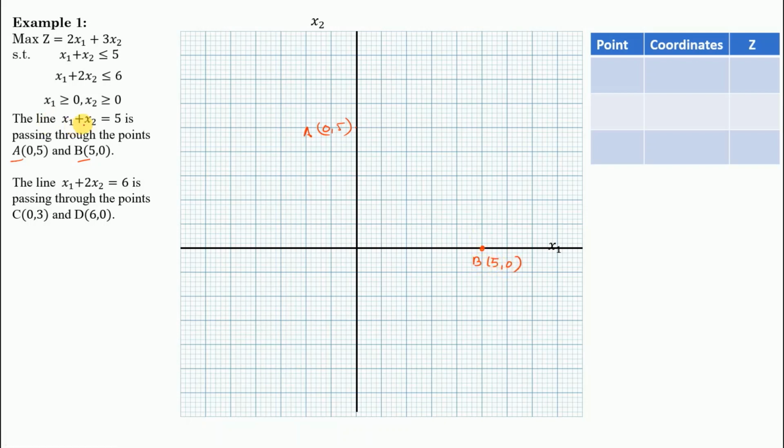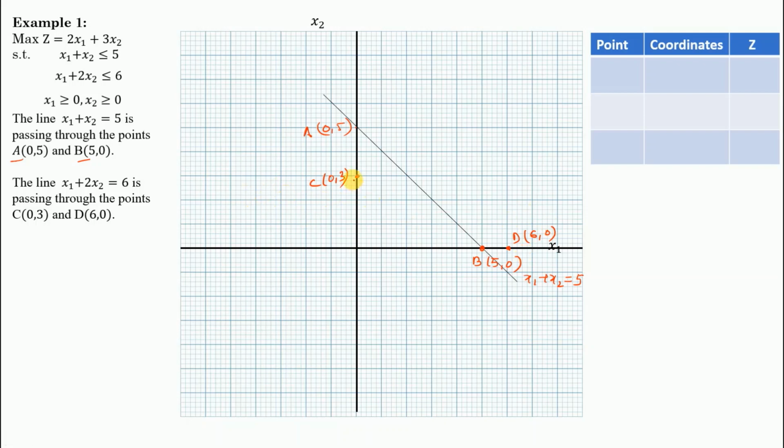So now look at this. We have to draw the line, and we can draw a line in this way. This line is passing through these 2 points, and here you can write the equation of this line: x1 plus x2 equal to 5. Now the next line passes through 0, 3 and 6, 0. So this point is 0, 3, say point C, and this point is 6, 0, say point D.